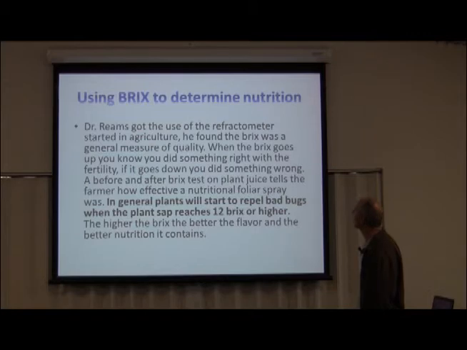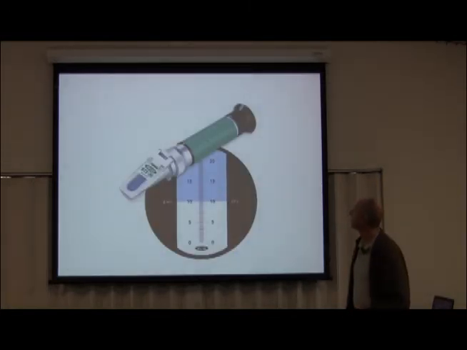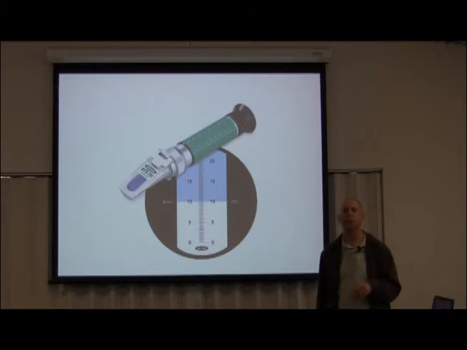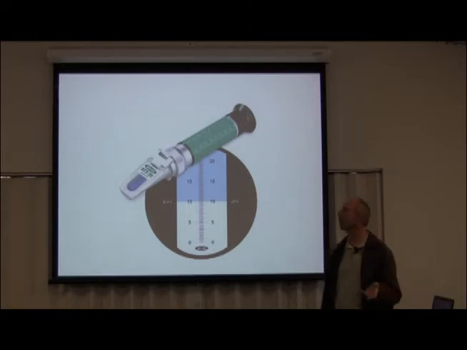The higher the BRIX, the better the flavor and the better nutrition it contains. Now what I've done today, this is the BRIX meter I had. If you guys are going to buy one of these, you can either buy the cheap model or the expensive one. I bought a mid-range. They usually start at about $35 and go all the way up to $300. I spent about $100 on mine.